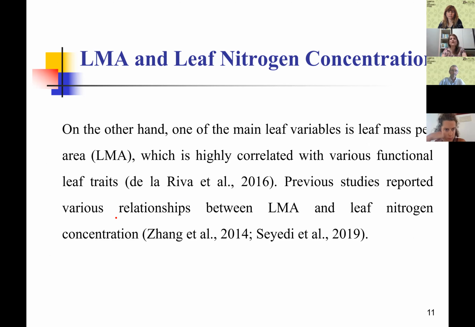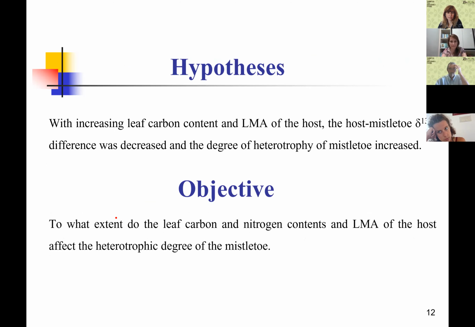On the other hand, one of the main leaf variables is leaf mass per area, LMA, which is highly correlated with various functional leaf traits. Previous studies reported various relationships between LMA and leaf nitrogen concentrations. The hypothesis is that with increasing leaf carbon content and LMA of the host, the mistletoe carbon-13 composition difference decreased and the degree of heterotrophy of mistletoe increased.